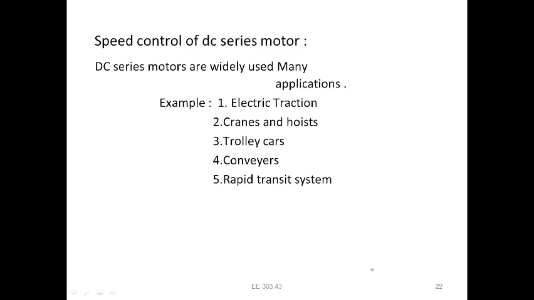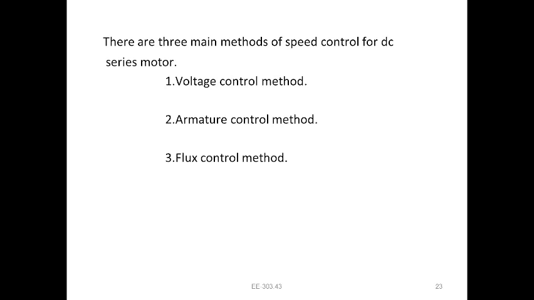These are traction applications because of the torque. The initial and running torque is high for the DC series motor, so we mainly use it in heavy load conditions. That's why its applications are very wide compared to the DC shunt motor, for example electric locomotives. There are three main methods of speed control of the DC series motor: voltage control, armature control, and flux control or field control.